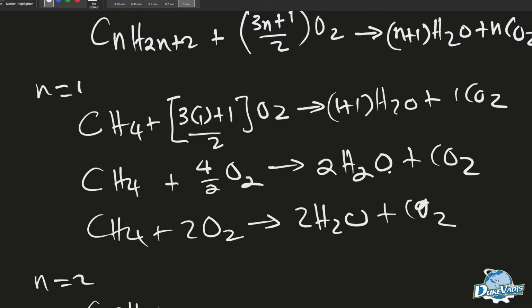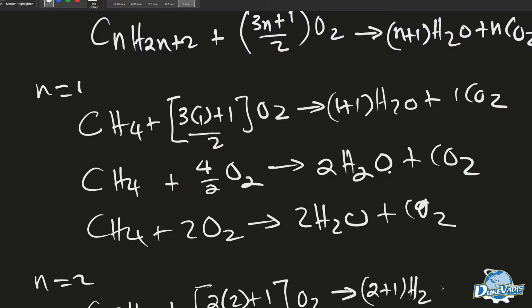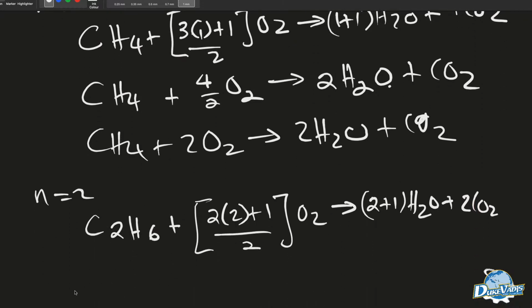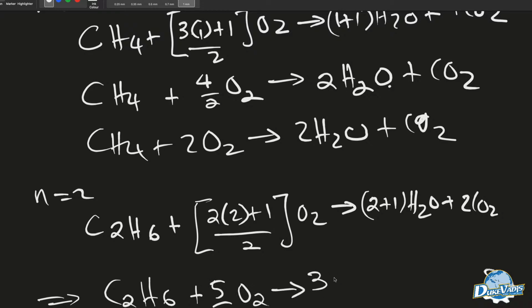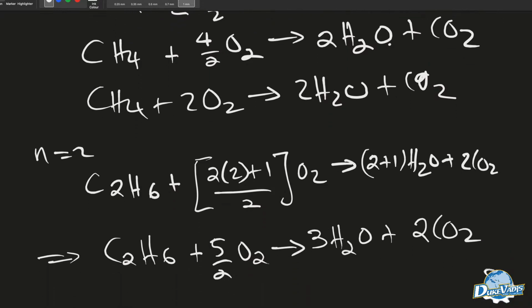C2H, so 2 times 2 plus 2 will be 6, plus (3n+1)/2, so this will be (2·3+1)/2 oxygen. Then we have 2 plus 1 water plus 2 carbon dioxide. Now let's see if it works. So this implies C2H6 plus 7 over 2 oxygen, and that gives us 3 water and 2 CO2. Does it balance the equation?